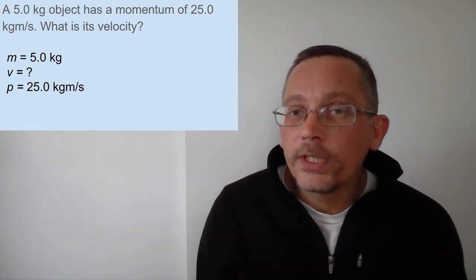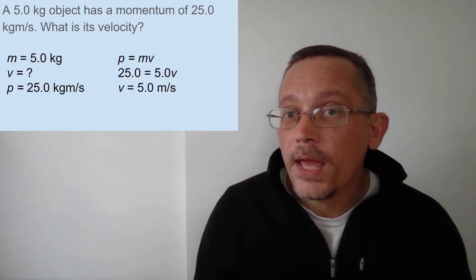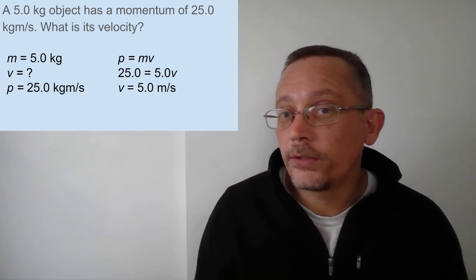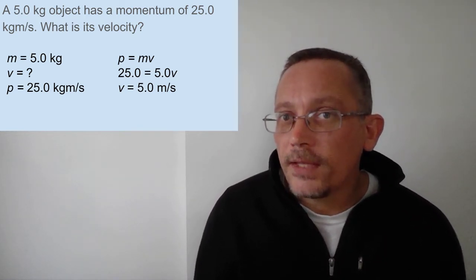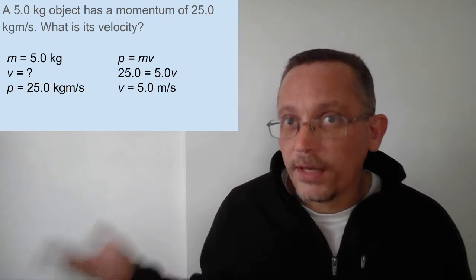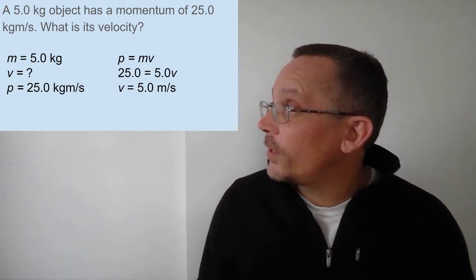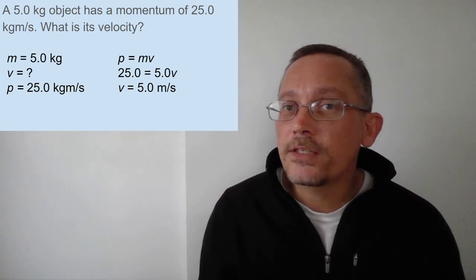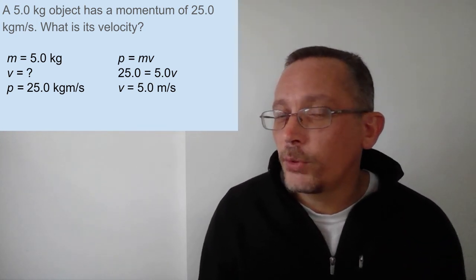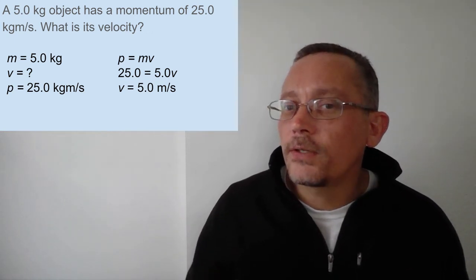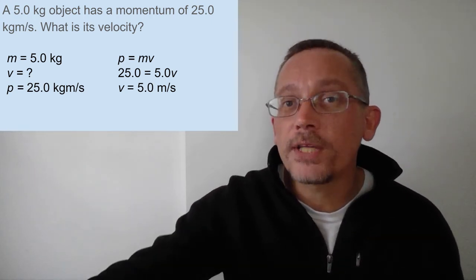So I'll use our equation, p equals mv. I know the p is 25.0, and I know the m is 5.0, so I have 25.0 equals 5.0 times v. To solve that, I'm just going to divide both sides of the equation by the 5.0, since it's there with the v. So 25 divided by 5 is 5, and in my answer I need two significant figures. 25.0 had three and 5.0 had two, so I go with the less. So it'll be 5.0, and since it's velocity, that'll be in meters per second.